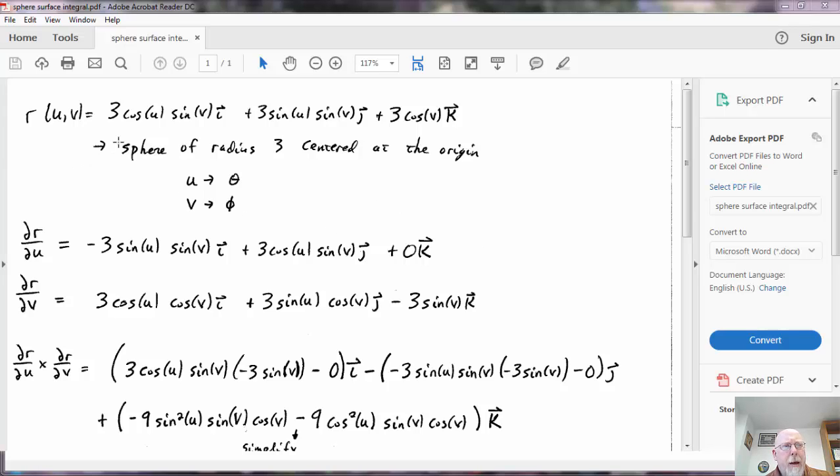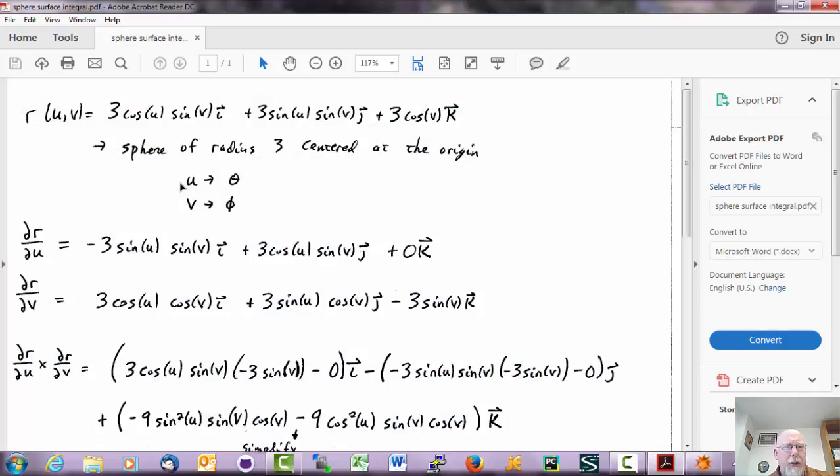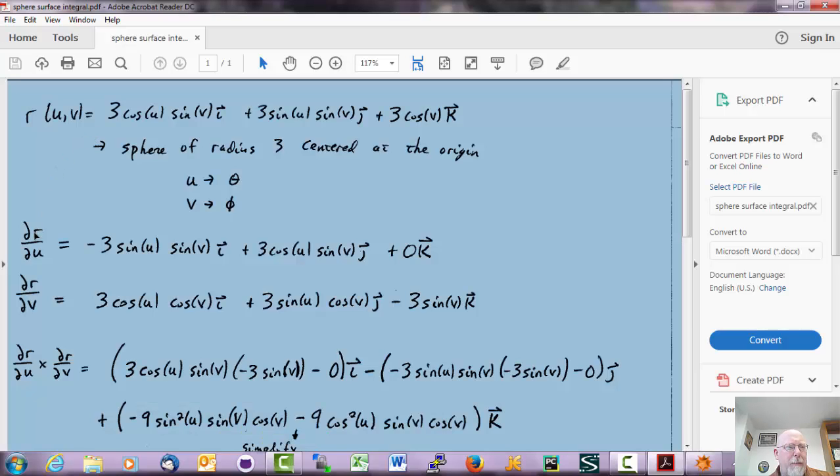So we had a parameterization, r of u v, 3 cosine u sine v, 3 sine u sine v, 3 cosine v. That parameterization is for a sphere of radius 3 centered at the origin. This is related to spherical coordinates where we're using u instead of theta and v instead of phi. The computation we're trying to do is dr du cross dr dv.